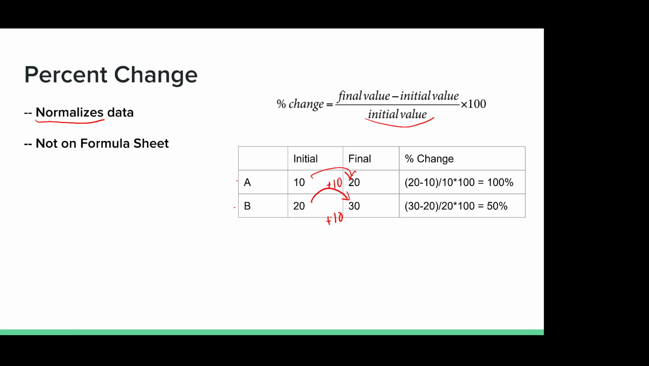So does that mean they changed the same? Well, not really. Their absolute change is the same, but their relative change is different because clearly 10 doubled to 20 and 20 did not double to 30. So that's why we use this percent change formula. By plugging in the appropriate numbers there on the right-hand side, we see that there is a 100% change in terms of A, but a 50% change in terms of B.